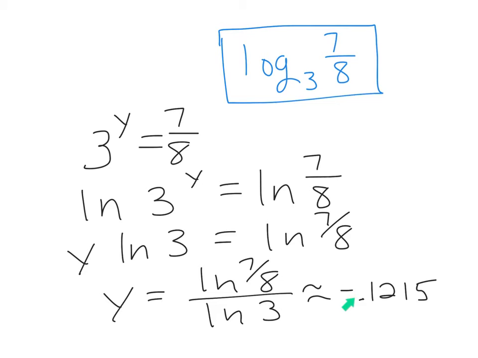And notice we get a negative 0.1215. Just as a side note, it's negative because you are taking 3 and making it into a smaller number than 3. So you're having to reciprocate the 3 in order to get it down to a 7/8 result.